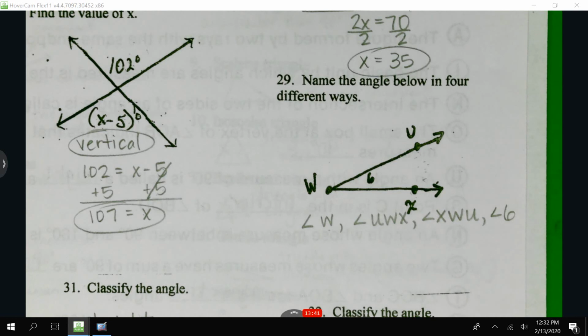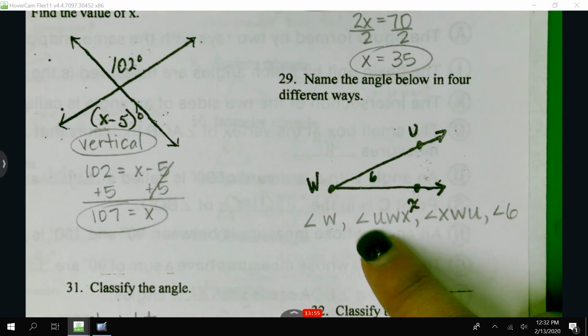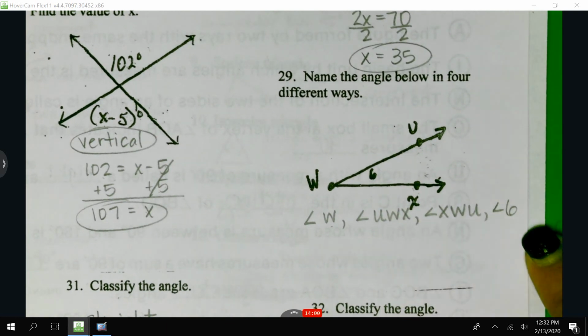UWX, XWU, W, and 6. Yes, good. Are the angle measures important on that? Yes. You have to have angle W, angle UWX, angle XWU, angle 6. If you just give me the numbers or the letters, I don't know anything that you're talking about. So you have to name it by the number, by the vertex, and then 2 different ways by all 3 points.